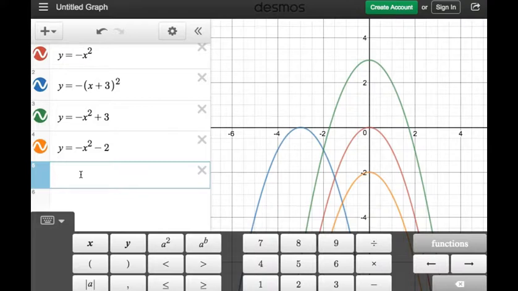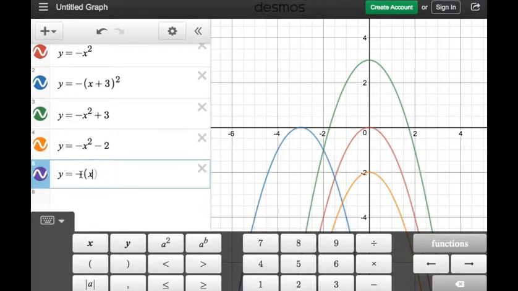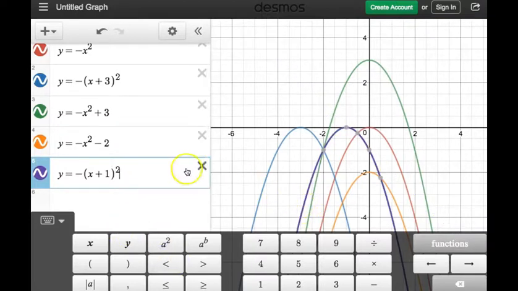Can you tell me the equation? Concave down shifted to the right 1 unit. Y equals what? Shifted to the right 1 unit. It's still negative (x minus 1) squared. Yeah.